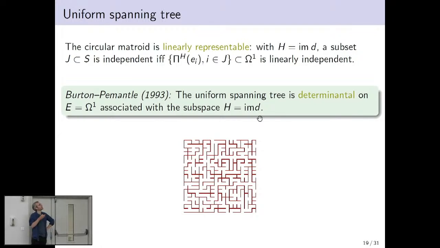And yes, this is basically equivalent in some sense to the sentence which is written above, which is that the circular matroid is linearly representable. And in fact, a subset of edges is independent if and only if, when you project this set of edges on the space image of D, these are linearly independent. This is not a very long fact to prove, but it's a little bit subtle, but it's equivalent.